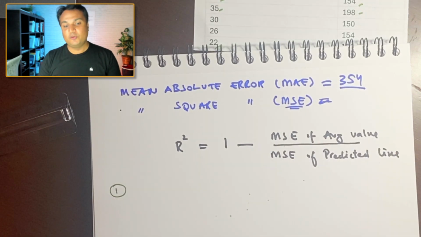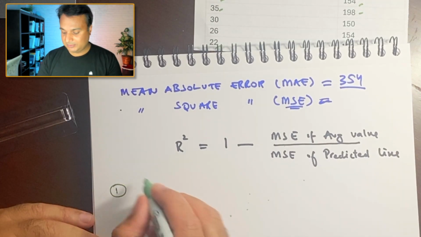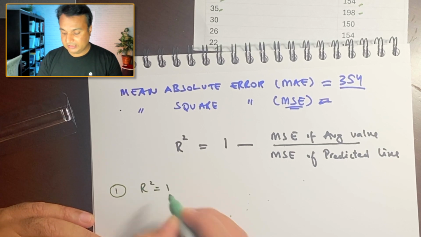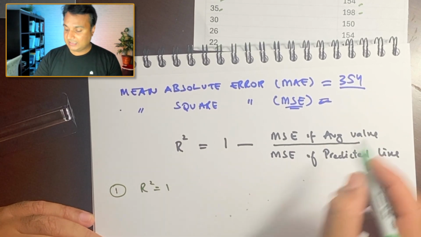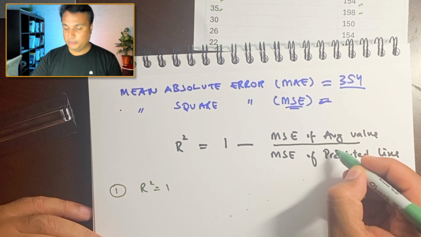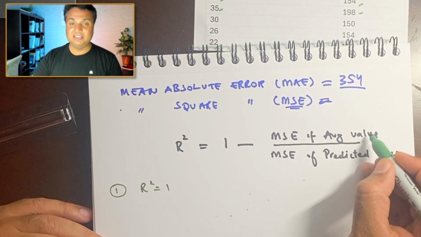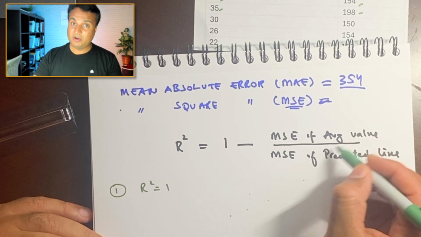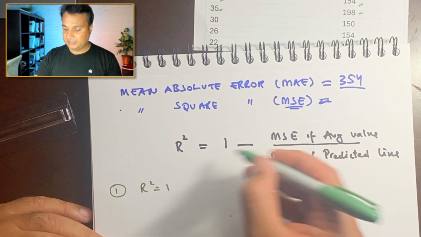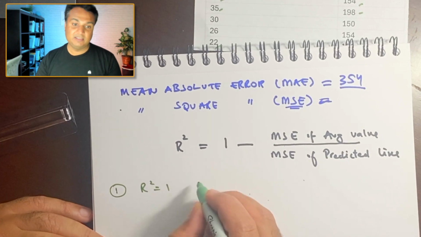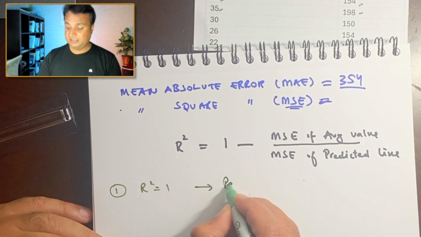Now this R square value could be one of 4 scenarios. One is that R square is equal to 1. What does this tell us? That this ratio is 0, which means that the predicted line is so much better than the average value that this entire number almost becomes 0, and when we subtract it from 1, it is almost 1. So this basically means that the line is perfect.